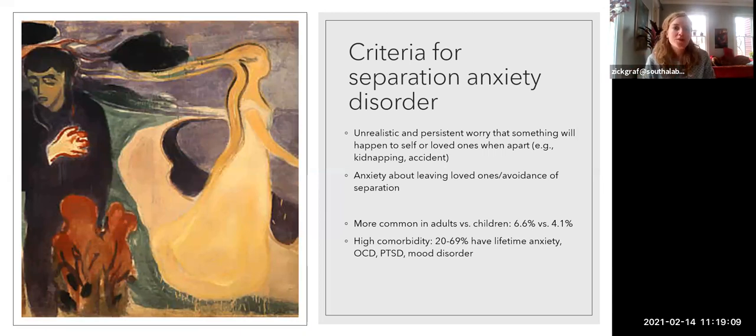Like all anxiety disorders, separation anxiety is highly comorbid with other disorders. But in the case of separation anxiety, it's often comorbid with pretty severe mental illnesses or physical illnesses that actually cause someone to need more caretaking than the average person.